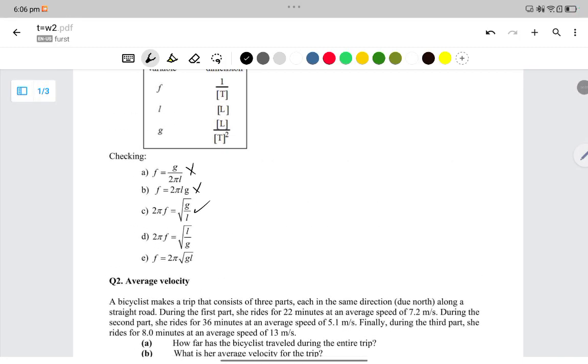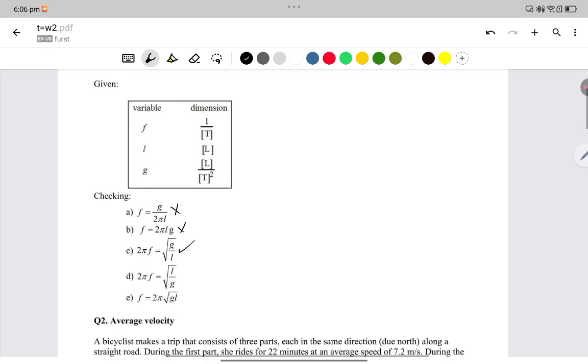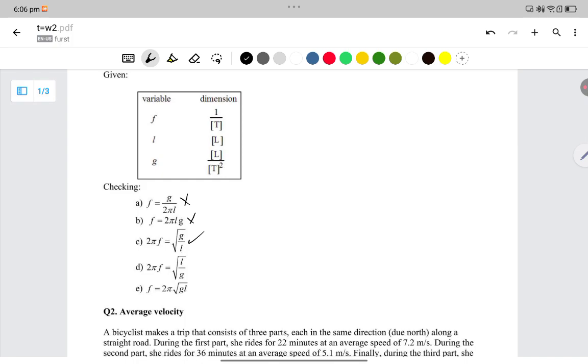Alright. For this first one, it's simple enough. The only correct one is C. Let's do D.